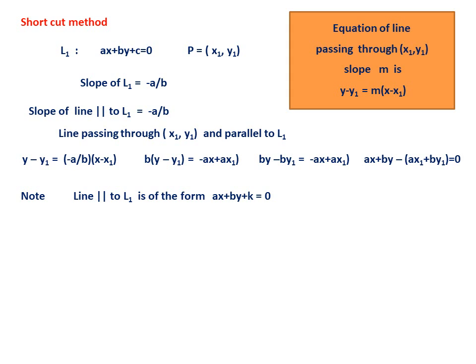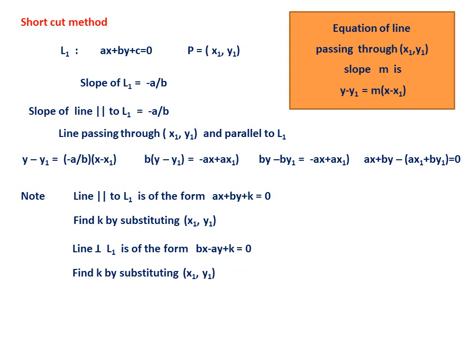Please note this step. A line parallel to L1 is of the form ax plus by plus k equal to 0, because a and b will be the same. How to find k? To find k, substitute x1, y1 and then find k, then write directly. This is the shortcut. Exactly the same way, if the line is perpendicular to L1, then the equation of the line you can directly write as bx minus ay plus k equal to 0. That means a and b you have to interchange, then plus becomes minus in the second term. Then once again, how to find k? Substitute x1, y1 in the given equation, then find k. So this is a shortcut. Using this also you can do it.